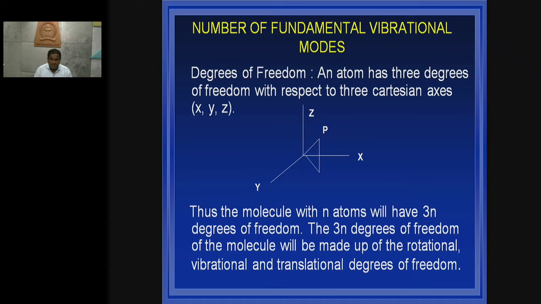Before that, one more very important concept you should know is the number of fundamental vibrational modes. This should be considered in terms of degrees of freedom. So what is meant by degrees of freedom? An atom has 3 degrees of freedom with respect to the 3 Cartesian axes, x, y and z. Thus a molecule with n atoms will have 3n degrees of freedom. The 3n degrees of freedom of the molecule are made up of rotational, vibrational and translational degrees of freedom.